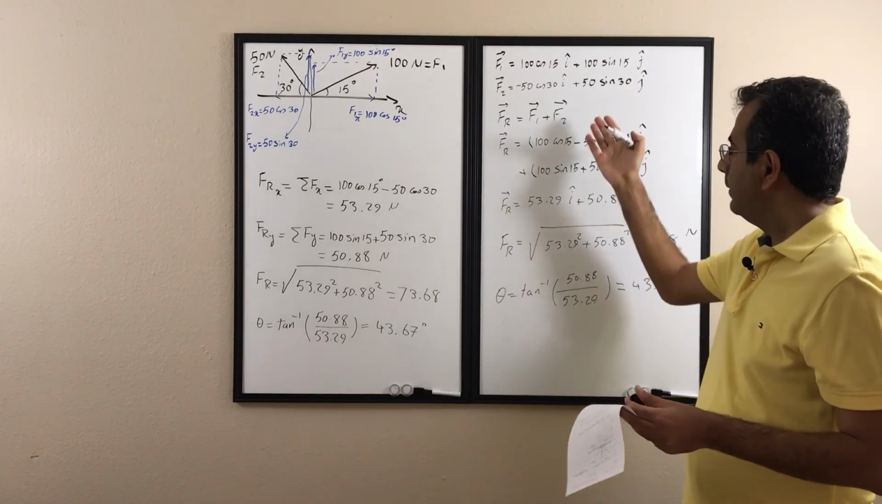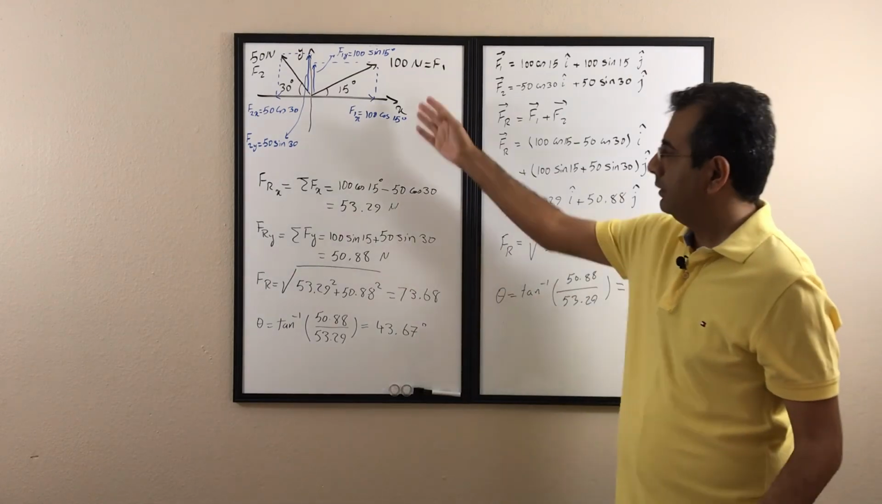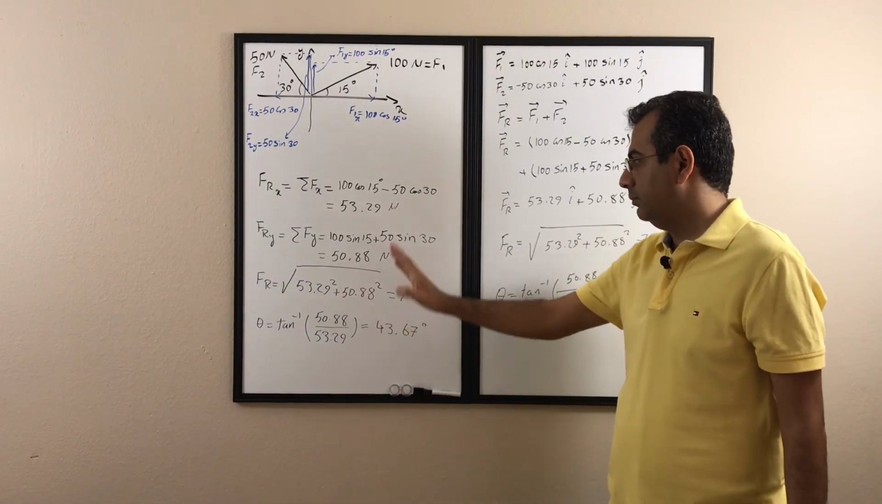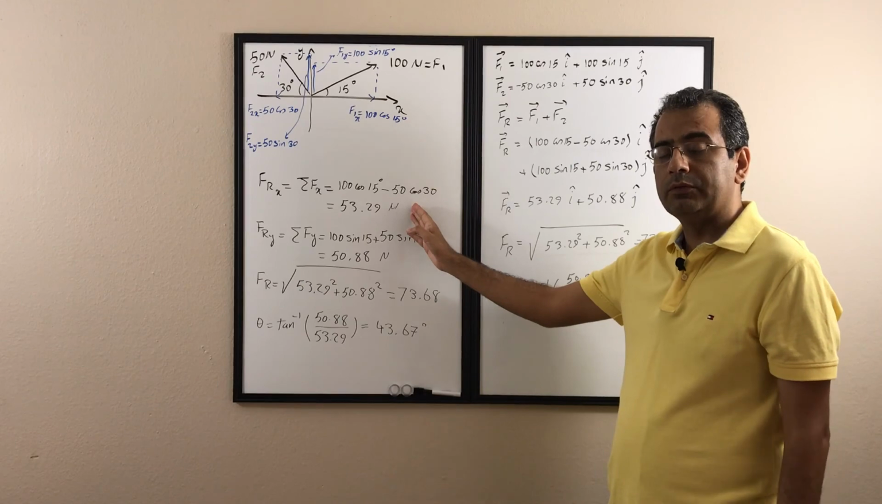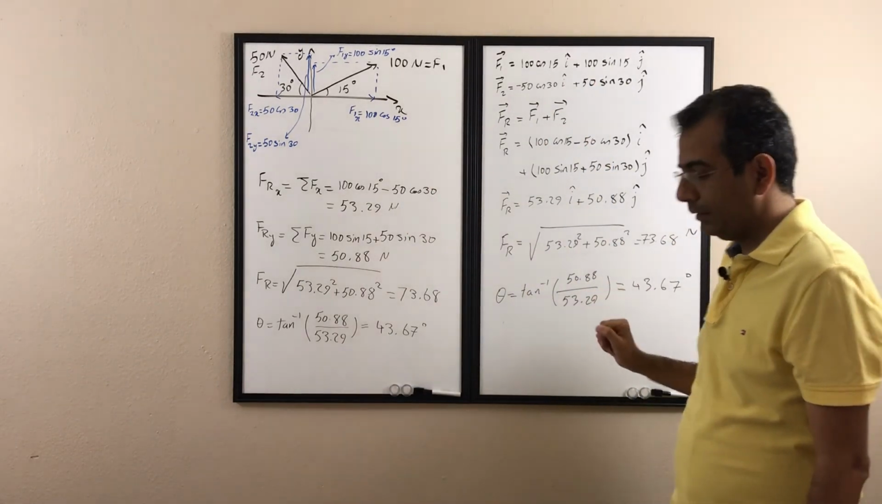So that's how we find the resultant force in scalar format and how we find the resultant force in the Cartesian format. As I said, this is the method we are using for 2D calculation, and this is the method we will use for 3D calculation later on.